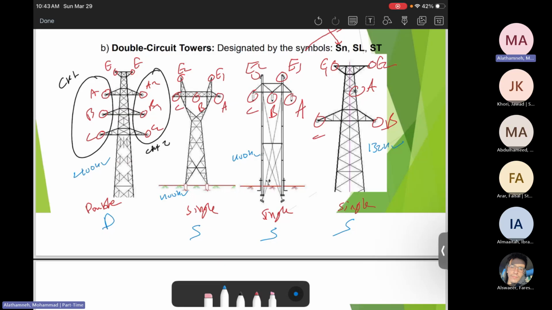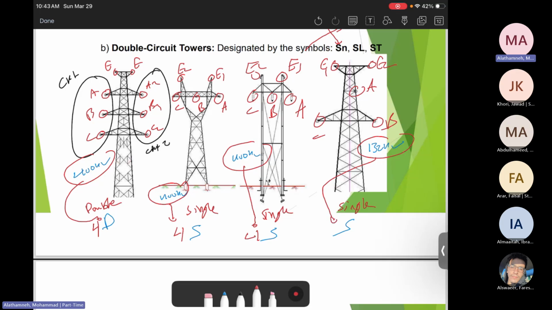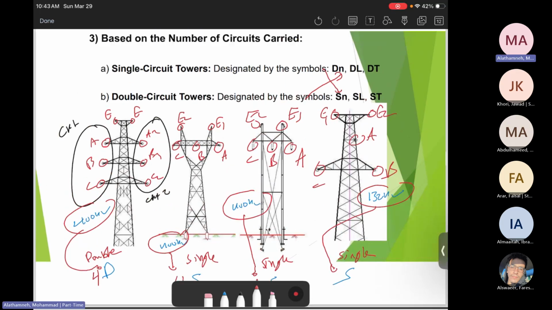We will not write anything before the letter S for the 132 kilovolts, while for the 400 kilovolts, because it's 400, we will write the number 4 before the letter S. Here, write the number 4 before the D. So this is 4D, 4S, 4S. While this one is 132, therefore we will write nothing. So again, in summary, 132, nothing, no number. 400 kilovolts, you will write the number 4.